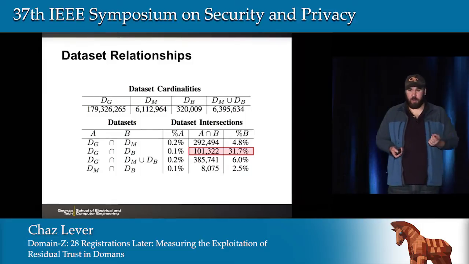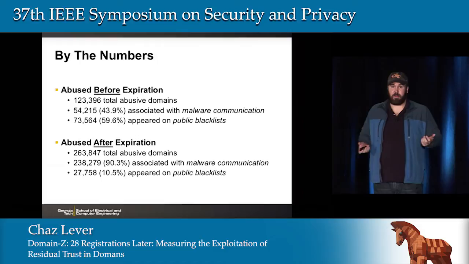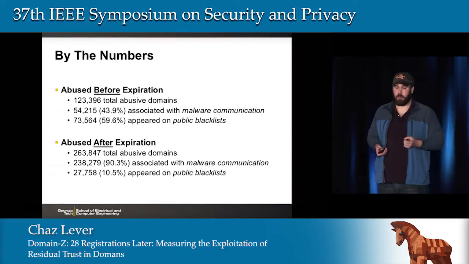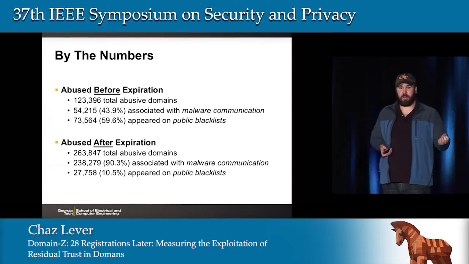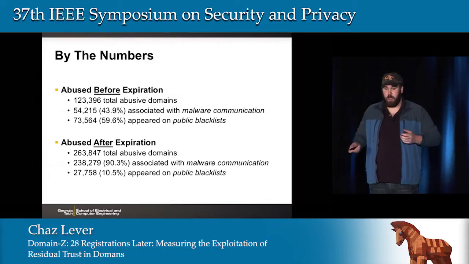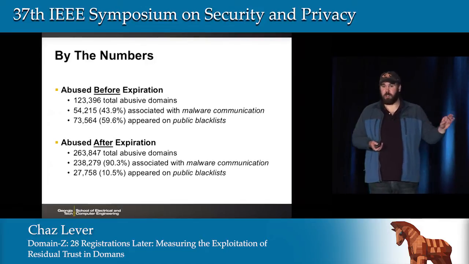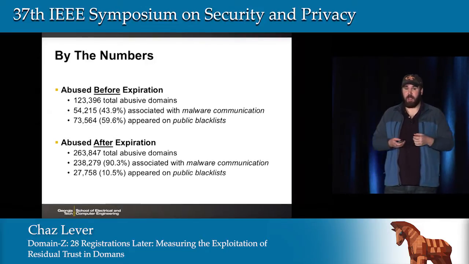So some of you might be saying, well, this raises another question. When did the abuse happen? Did it happen before or after the expiration? If they were abused before the expiration, this likely wasn't a case where they were abusing any trust in the domain. But if they were abused after expiration, this means that there was some residual trust associated with that domain name that they were likely abusing.